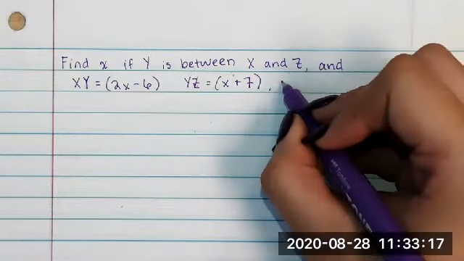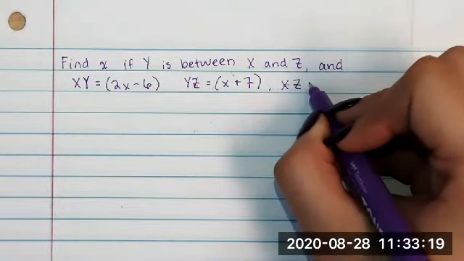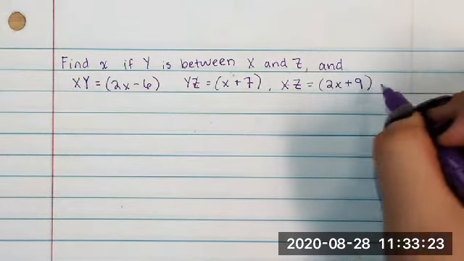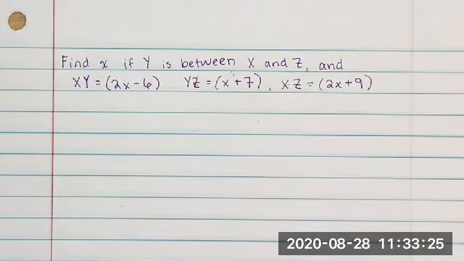And the length of xz is 2x plus 9. That seems like a lot of expressions that they're throwing at us. Now, always start off with drawing a picture. That's going to be your best friend in geometry.